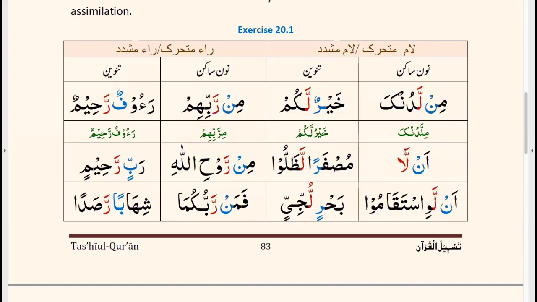Here we have la mushaddad, and we should be finding out if there is a noon sakin or a tanween before the la mushaddad. What do you think? Is there a noon sakin or a tanween? Noon sakin. Noon sakin, well done. So what do we do? Do we read the noon sakin? Do we ignore the noon sakin? Ignore the noon sakin. Well done. You have understood today's rule. Well done. So Allah.